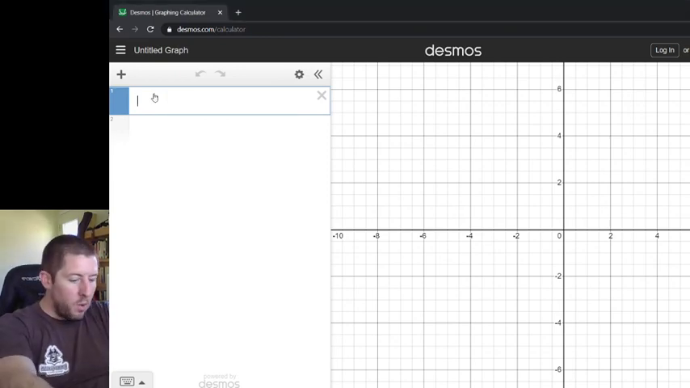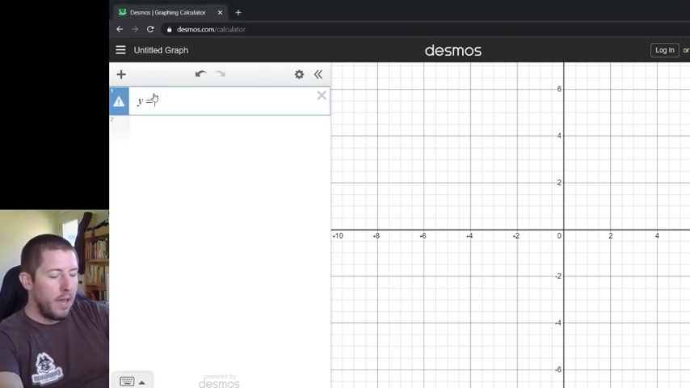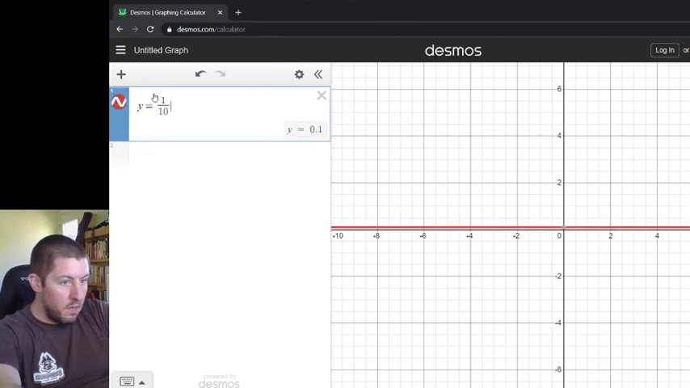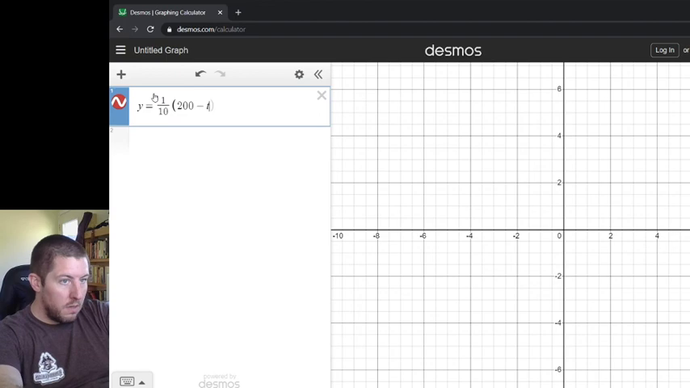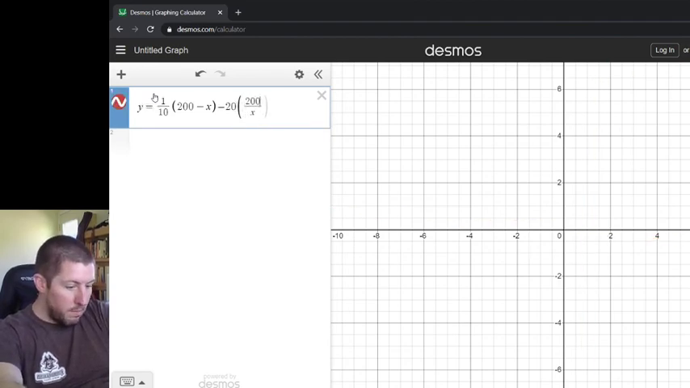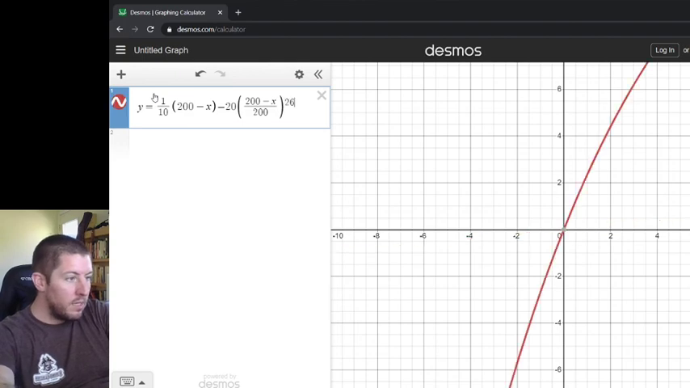All right, so I've got the equation. Y is going to be S, T is going to be X. Our equation that we ended there with was 1/10 of 200 minus x, minus 20 times 200 minus x up in the numerator, 200 in the denominator, all to the power of 26.